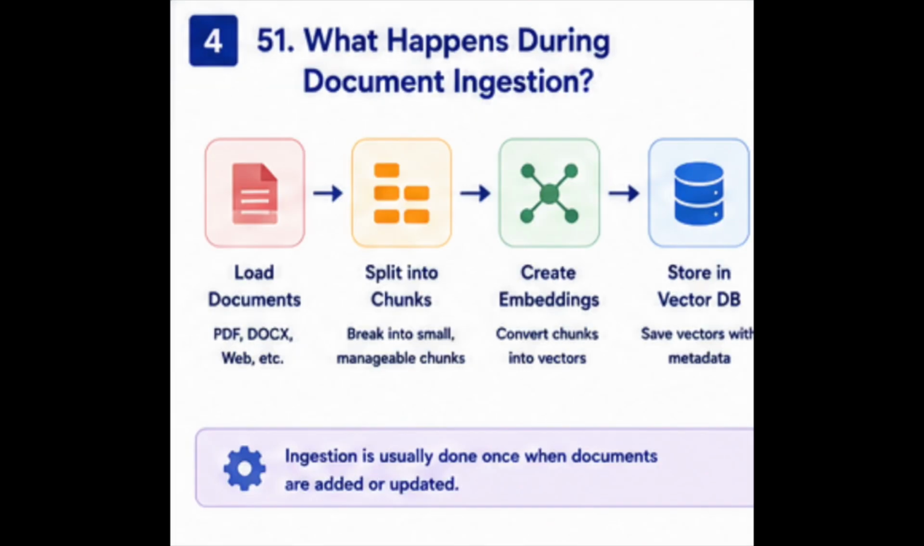What happens during document ingestion? Document ingestion is the preparation phase of a RAG system. First, documents such as PDFs, Word files, or web pages are collected. Large documents are divided into smaller chunks because LLMs and embedding models work better with smaller pieces of text. Each chunk is then converted into an embedding, a numerical vector representing its meaning. Finally, those embeddings are stored in a vector database. This process usually happens once when documents are uploaded or updated.